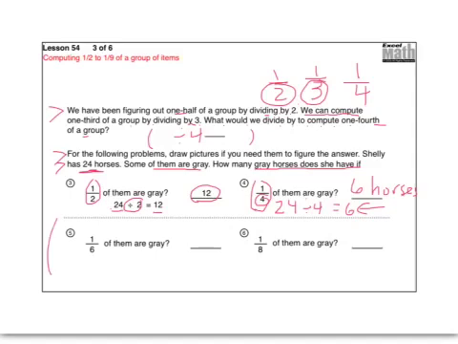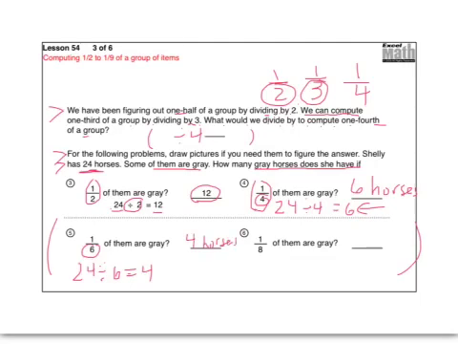All right, pause the video, do 5 and 6, then turn it back on to see the solutions. So 1/6 of them are gray. We're going to do 24 this time to find 1 out of 6 of the parts of the group. We would do 24 divided by 6, which is 4. And the answer is 4 horses.